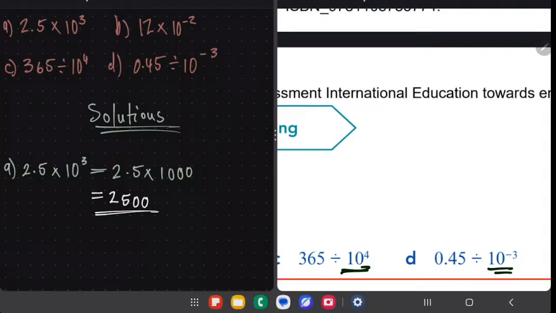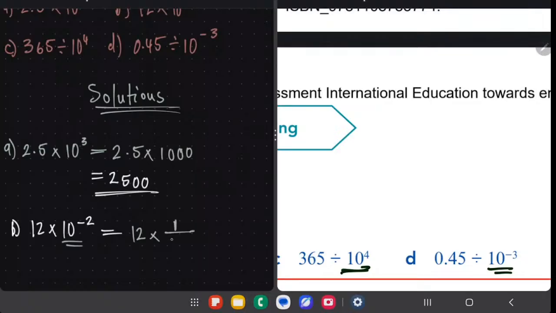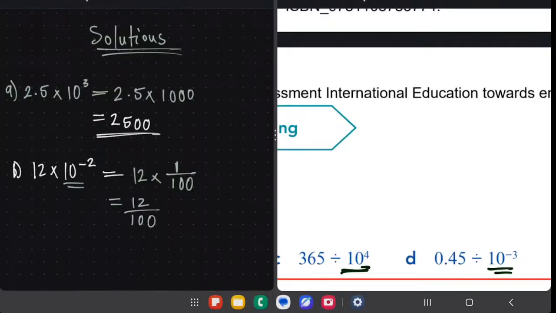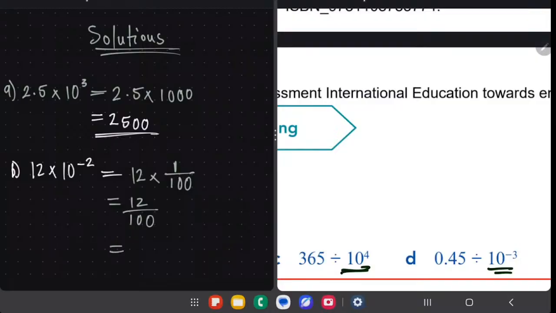Now, what about part B? 12 times 10 to the negative 2. Well, first thing, we need to change the standard form. We know what it means, so let's change it. 12 times 10 to the negative 2 means 2 zeros, but in the denominator. So 12 times 1 over 100, the 2 zeros. Now, when you multiply by 1 over 100, it's the same thing as dividing by 100. So it's 12 over 100.